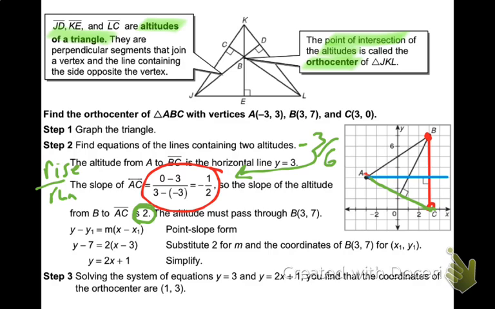So from B, I could go down 2 over 1, down 2 over 1, down 2 over 1, and I get my perpendicular segment, or my altitude. Okay, so using perpendicular slopes, I can find the altitude. And then from there, I locate the coordinate. Well, they intersect at this coordinate right there, which is the coordinate 1, 3.